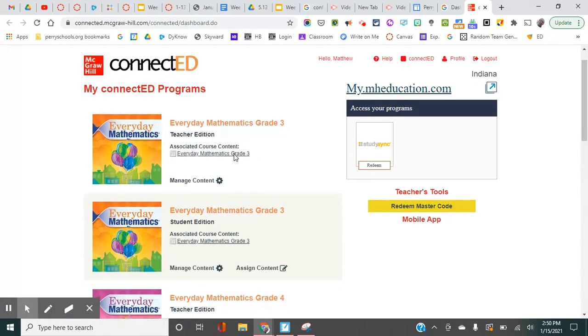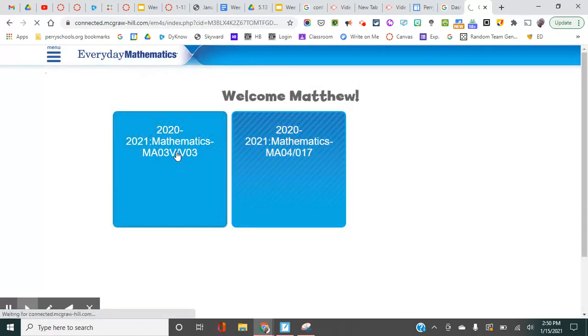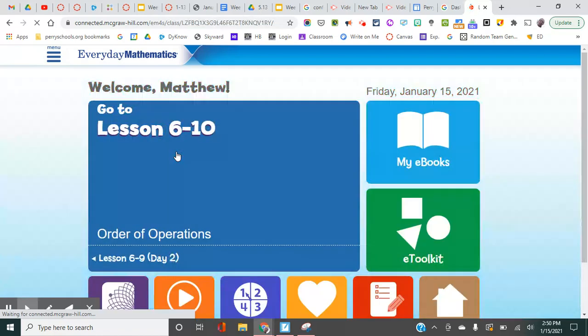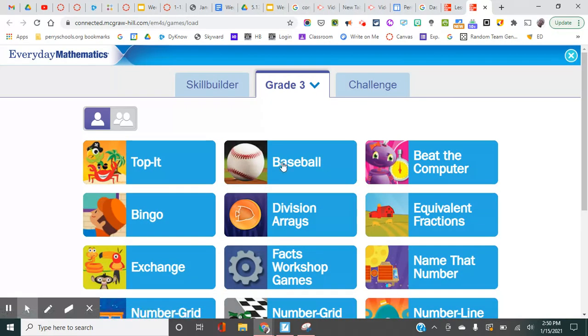If we find the MC, then we're going to go into our 3rd grade book. There it is. I have lots of books. V for virtual. And games is down here, EM games online. And one of the first choices that you're going to see when this comes up is baseball.